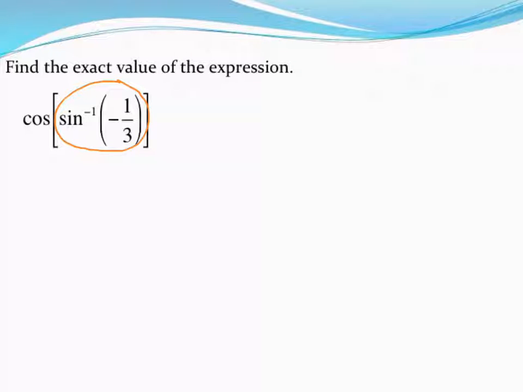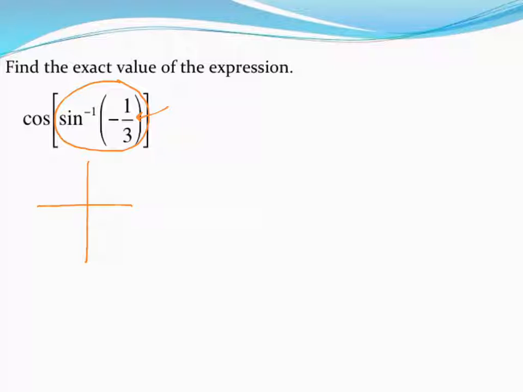I'm going to start with the inside here, and I'm going to draw a triangle to visualize what's happening. What they're telling me is that I'm looking for an angle whose sine would have a ratio of -1/3. Well, I want to figure out what quadrant I'm going to draw my triangle in. Recall that when we were working with inverse sine, I'm only allowed to pick from one of those two quadrants, and sine is going to be negative in this quadrant down here.